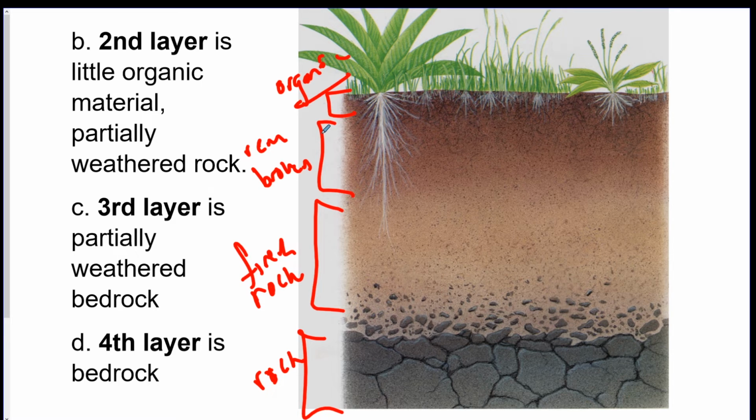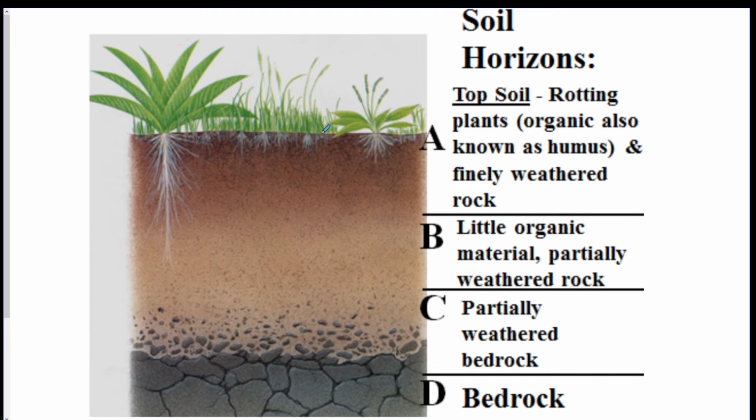So as you go down, the less and less organic it becomes, essentially. So here's a little diagram for you of what we just did. The big thing that they ask about a lot is the topsoil. The topsoil is made from finely weathered rock and dead stuff. Organic material like dead plants, dead animals, things like that.